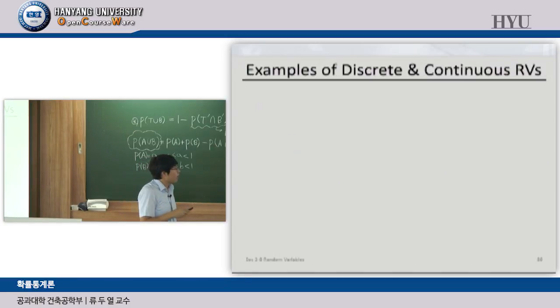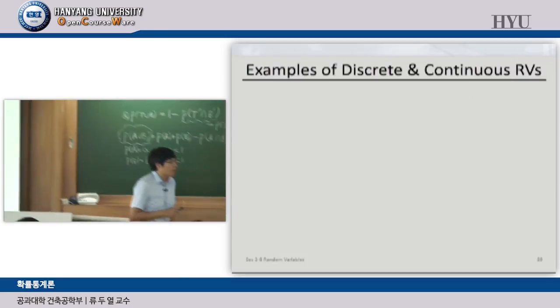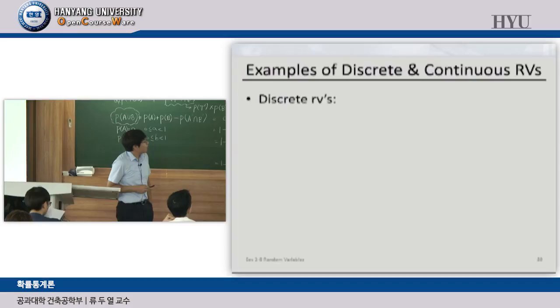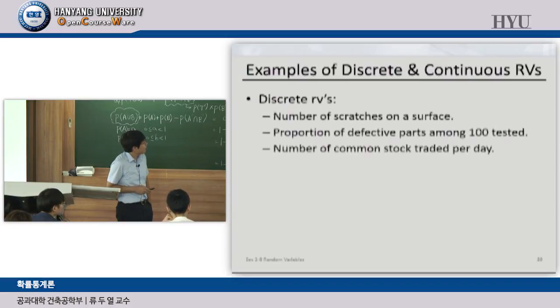So these are the examples of the discrete and continuous random variables. In the case of discrete random variables, these are the examples. First one is the number of scratches on a surface. We can easily detect the number of scratches on the surface, right?